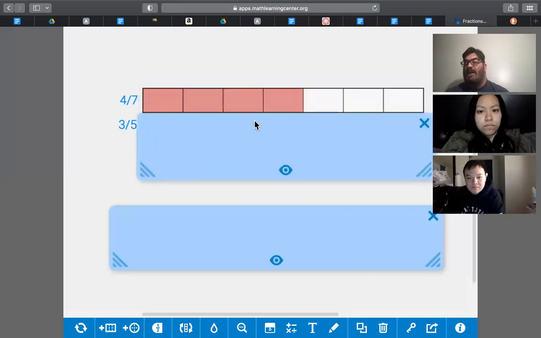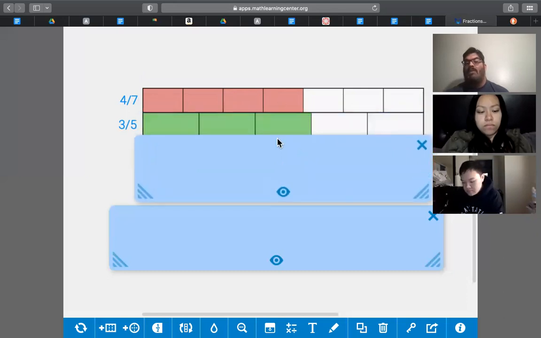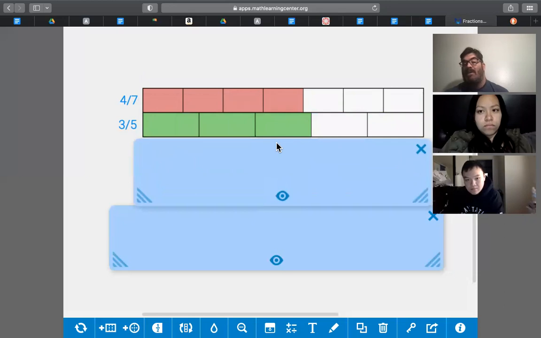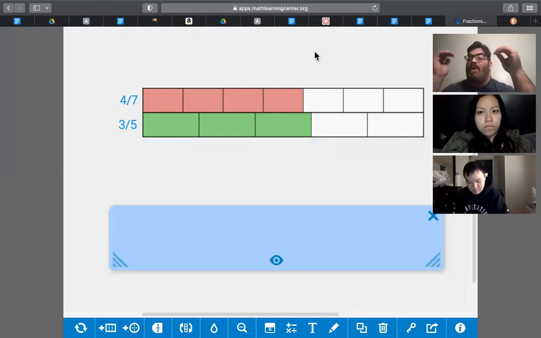So this is 4/7, right? We've got 7 boxes and we have 4 of them filled out. And then we've got 5 boxes with 3 of them filled out for 3/5. Okay. So what do we have to do? 3/5 is just a little bit longer. We want to make these boxes equal. Okay. So can you tell me what an equivalent fraction is, Amy?